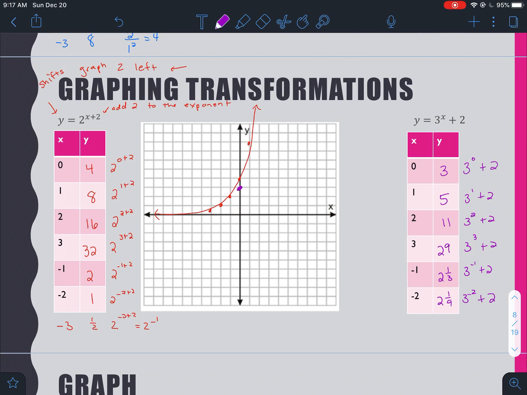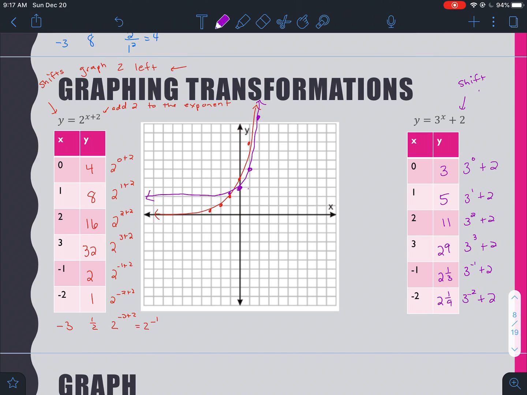So if I graph this, I get 0, 3. I get 1, 5. I get 2, 11. I get 3, 29, so that's outside of my graph. I get negative 1, 2 1/3, and then 2 1/9. So this graph is going to look like that purple graph.